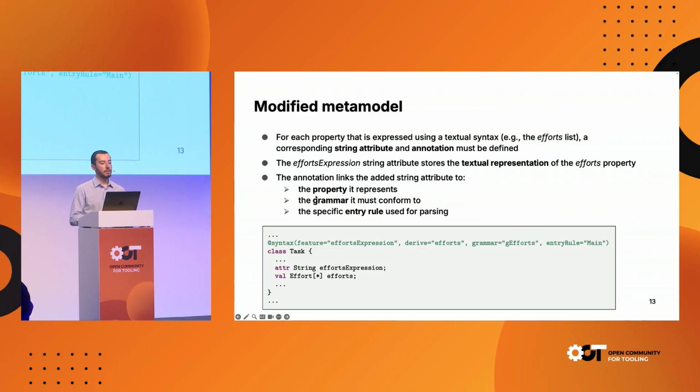Now, what does the annotation define? It links the added string attribute with the property that it represents, so the efforts list, with the grammar that it must conform to, and with the entry rule used by the grammar. What would happen? When the efforts expression is modified, it would be parsed according to this grammar. By using this entry rule, you could use different entry rules for your specific properties, and the result would be a list of model elements, so a graph, an AST, actually a graph in this case.